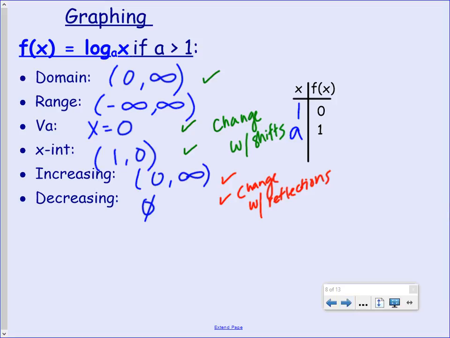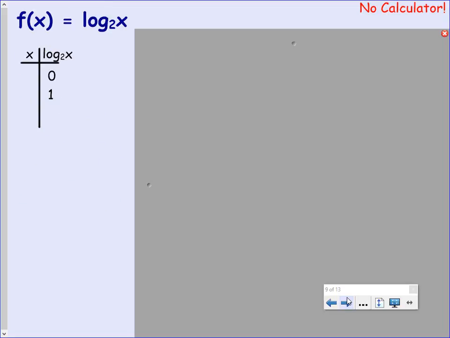So let's put this to use so we can see how this works. Yesterday I think we did 2 to the x. Today we're going to do its inverse, f of x equals log base 2 of x. What I recommend doing is going back to the basic function. Log base 2 of x is a basic function because there's no other numbers besides the base and what we're taking the log of. And we're going to put those y values, those f of x values, equal to 0 and equal to 1.